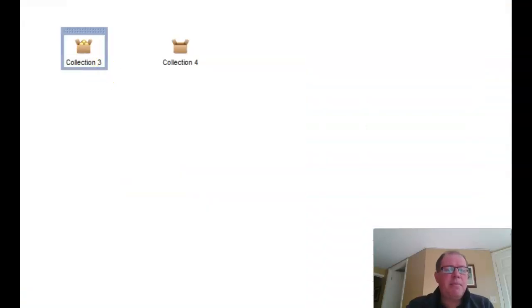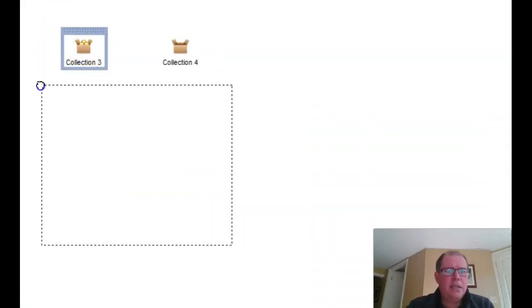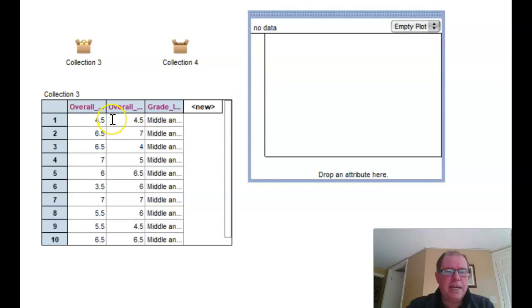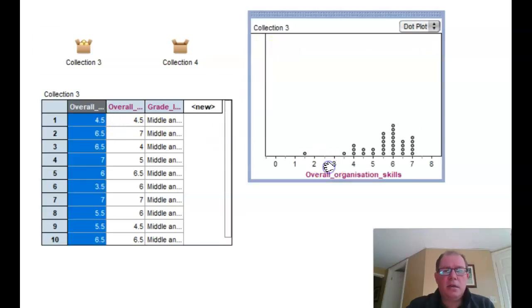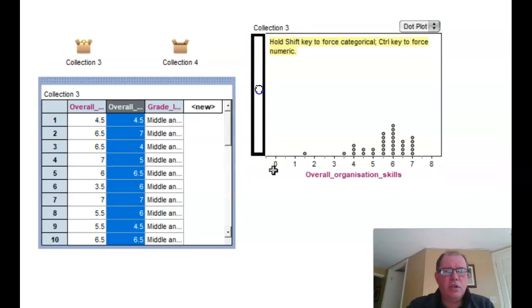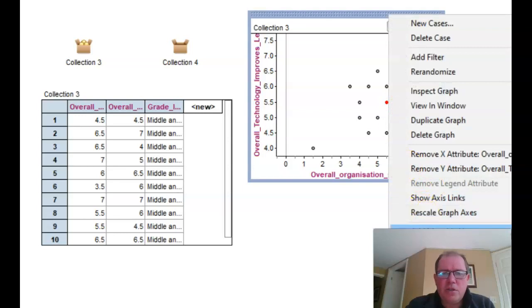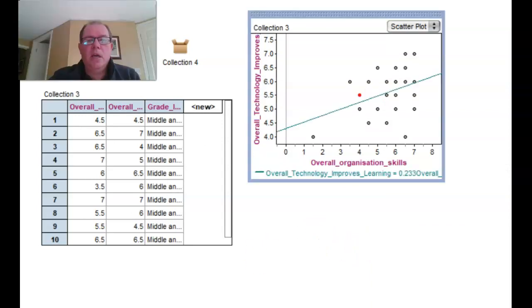So collection 3 is my middle and upper school students. So I've got collection 3 highlighted, bring down a table, there they are, the lovely middle and upper school students, bring down a graph, and then I want the organization on the horizontal, and it looks like there's no relationship still. Let's quickly draw the least squares line. So I've got the least squares line. Interestingly, the R value, when I worked it out, is actually 0.48, which is showing that there may actually be some relationship, very weak, between overall organization skills and technology improving their learning.